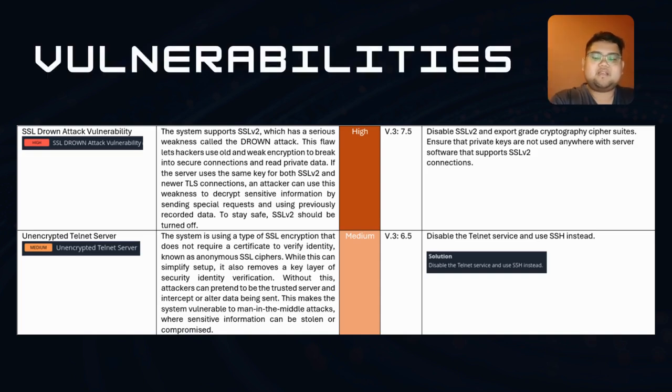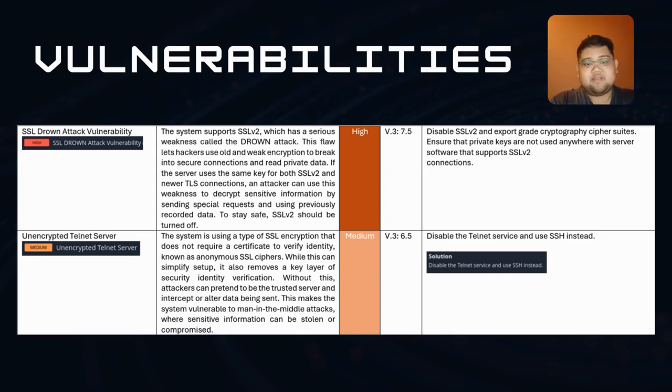The next vulnerability is the SSL DROWN attack vulnerability, where the system supports SSL v2, which has a serious weakness called the DROWN attack. This flaw lets hackers use an old, weak encryption to break into secure connections and read private data. If the server uses the same key for both SSL v2 and newer connections, an attacker can use this weakness to decrypt sensitive information by sending special requests and using previously recorded data.